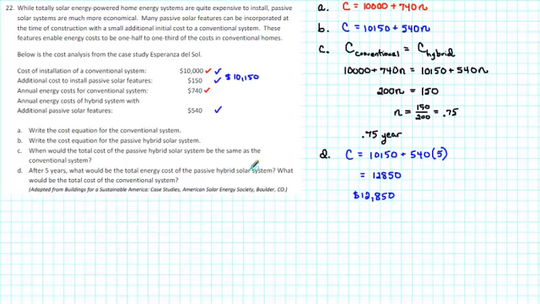To determine the total cost of the conventional system, we can substitute 5 for N in the equation from part A. We get C is equal to 10,000 plus 740 multiplied by 5. The total cost is 13,700.